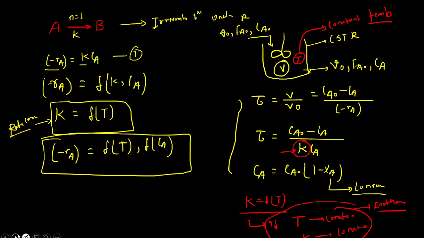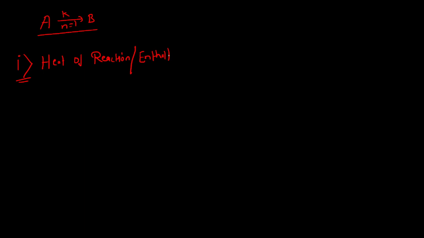But when we talk about the non-isothermal condition, what will happen here? First of all, if the reaction A is getting converted into product, with N equals 1, the first thing that we have to understand is the heat of reaction. Sometimes it is called the enthalpy of reaction. This is denoted by delta H of R.